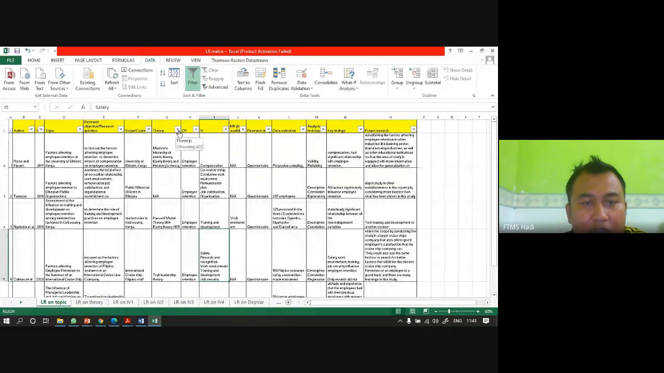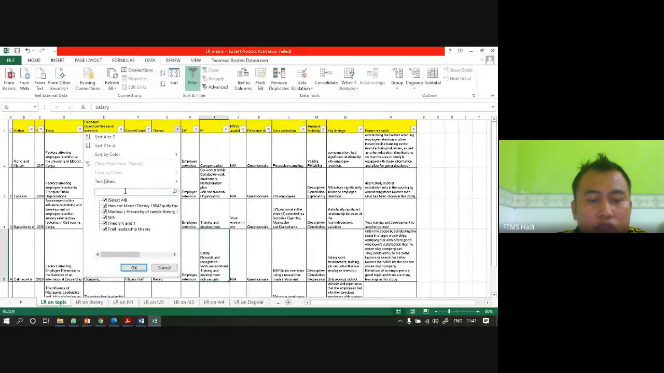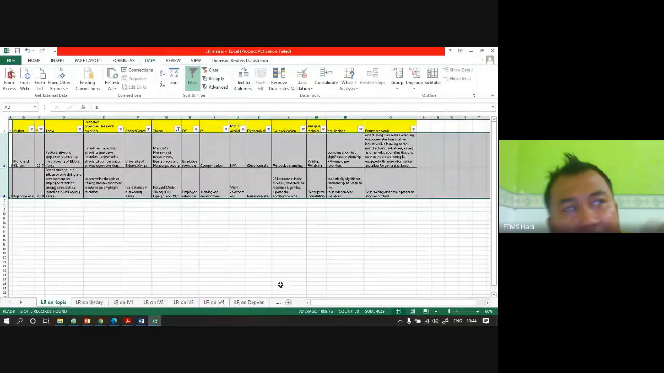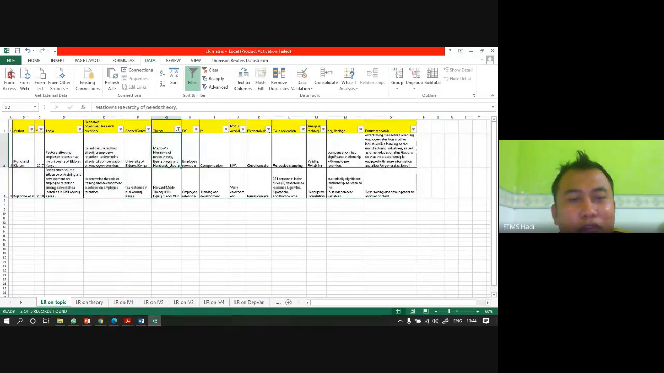Okay, let's have a look at theory. Let's say I filter by equity theory. There are two papers related to equity theory. That is how you analyze a literature review from Excel. If you do it by word, it might feel very difficult to filter. Yeah, the filter function is so important.